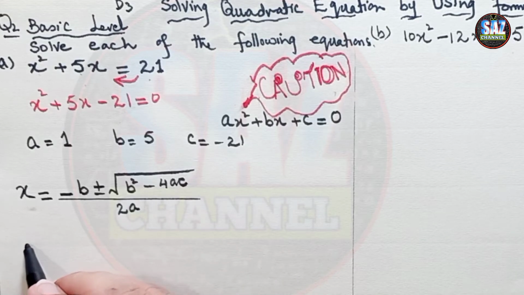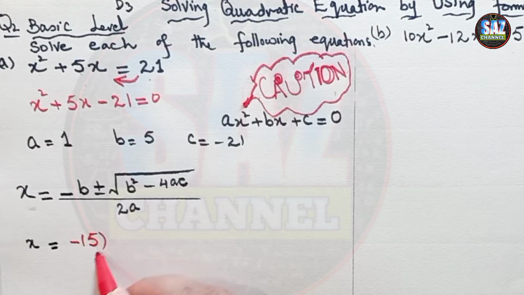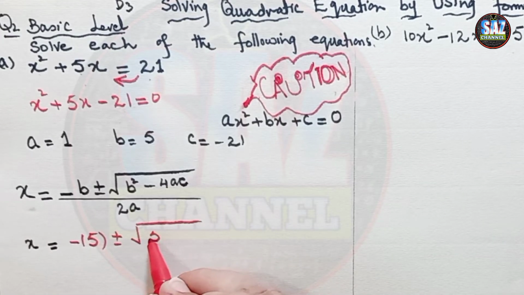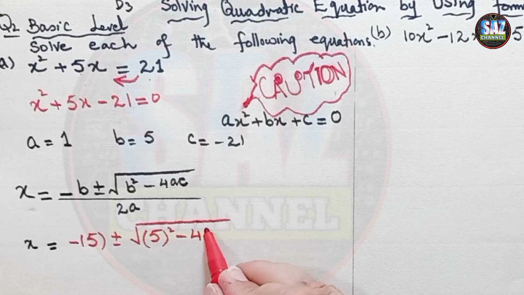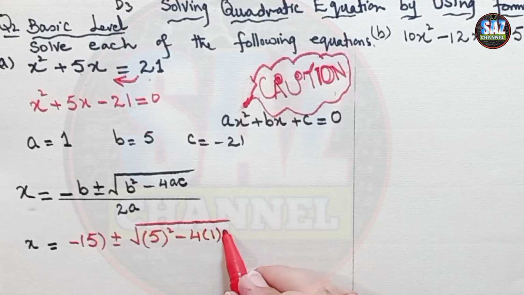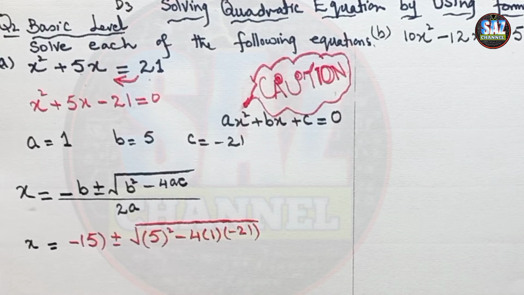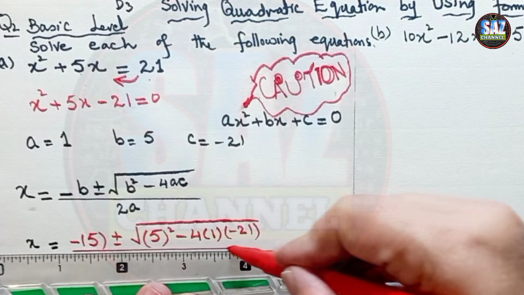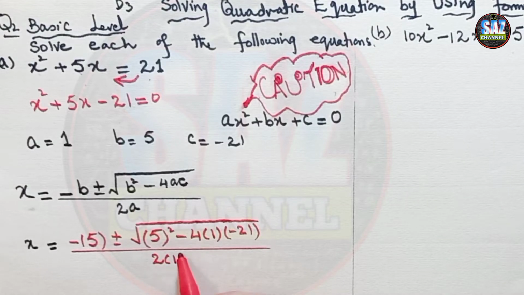And now it's time to insert the values carefully. x equals minus b, and b is positive 5, plus minus the square root of b square. b square is 5 square minus 4 into a, which is 1, and c, which is minus 21, close the bracket, and upon 2a, that is 2 into 1, which gives me 2 only.